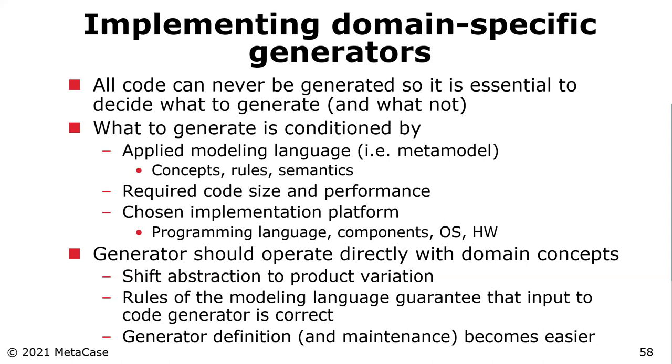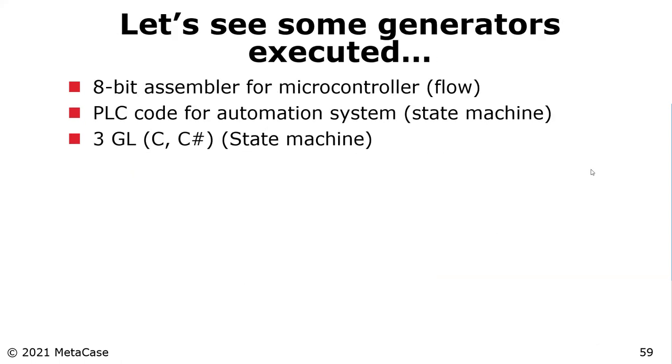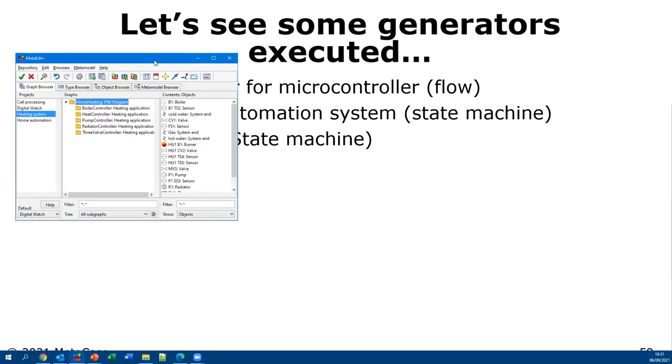And I would like to show some basic code generator structures following the navigation next. So I have here three different kinds of examples where different kinds of code generation capabilities are applied.